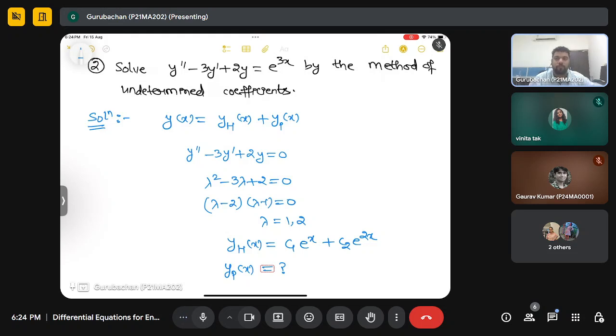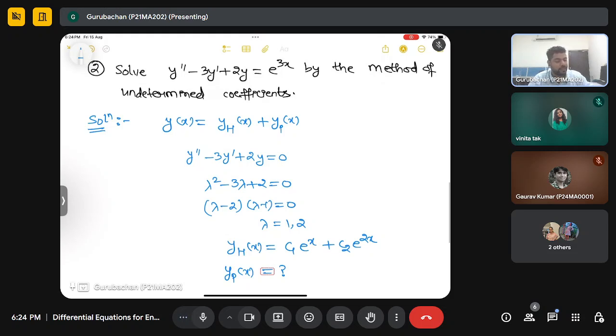Still, I will mention one thing: the method of undetermined coefficients has a limitation, that it must be applied on a differential equation which has constant coefficients. Like here, it has constant coefficients 3, 2. If it had variable coefficients, then this method would not be applicable. Since this has constant coefficients, we can apply the method of undetermined coefficients here.